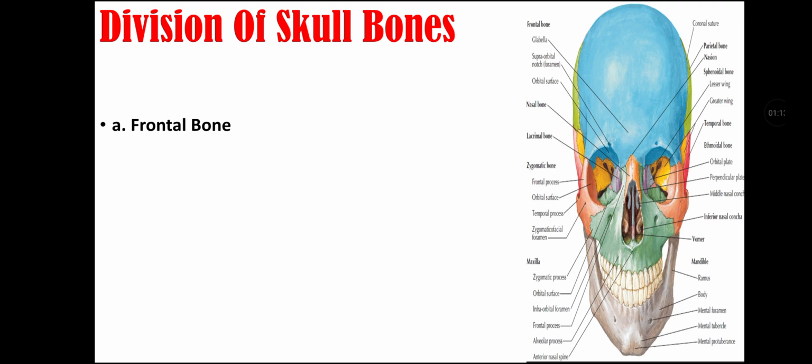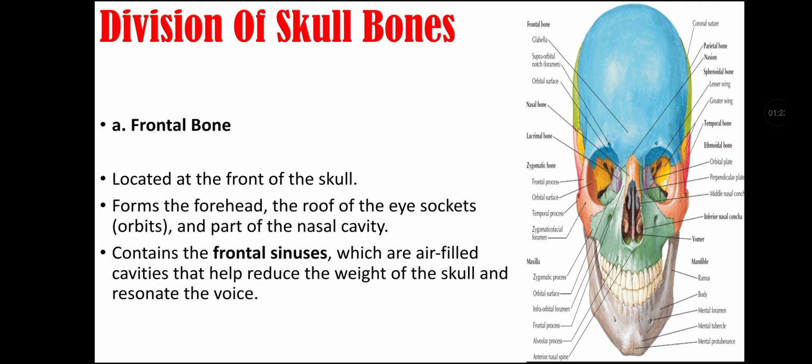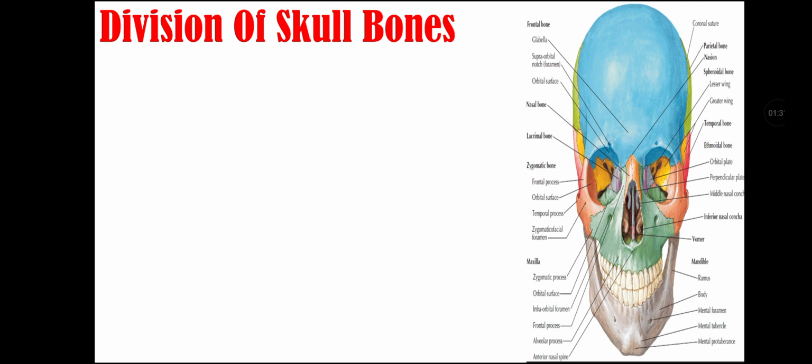So first cranial bone we have is frontal bone. It is located at the front of skull. It forms the forehead, the roof of eye socket, and parts of nasal cavity. It contains frontal sinuses, which are air-filled cavities that help reduce the weight of skull and resonate the voice.